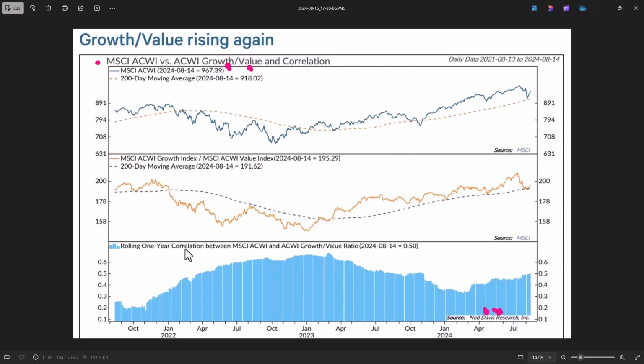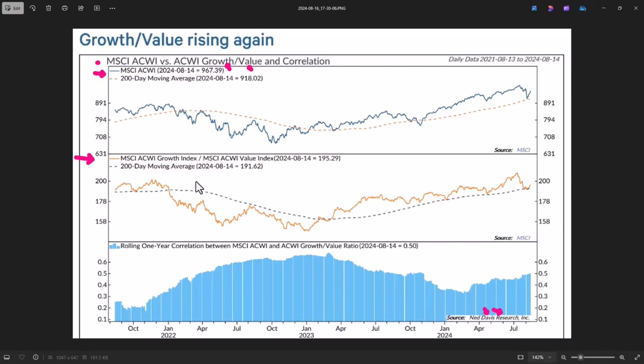This shows a rolling one-year correlation between the MSCI ACWI and the growth and value. In other words, what it's telling you is what happens to the world indexes if growth is leading value. As long as growth is leading value, you'll see me do this with VUG and VTV for the S&P 500. Ned Davis does this with just the world. They're just showing you the correlation between the two. And this is the world right here, and you can see that as long as growth is leading, this is what you're going to get.